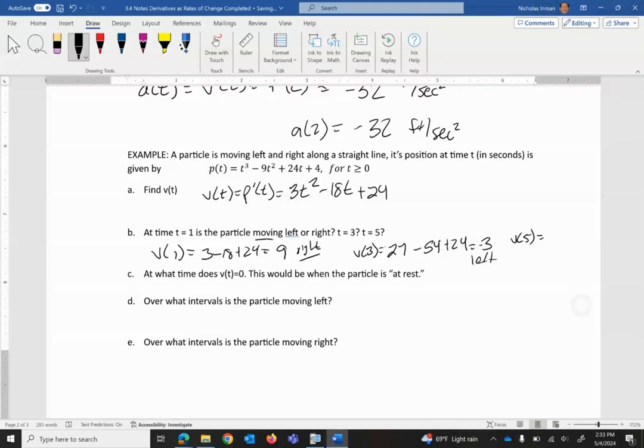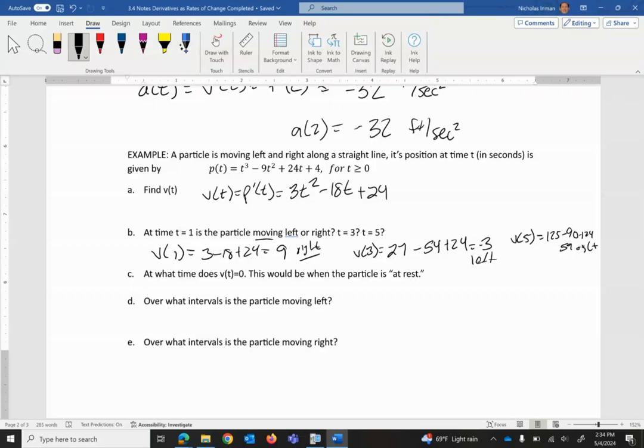3 times 5 squared, so that's 125 minus 90 plus 24. So we got 35 plus 24 is 59. So it's moving right at a rate of 59 units per second, feet per second. It doesn't say what units that position's in, so 59 units per second to the right.